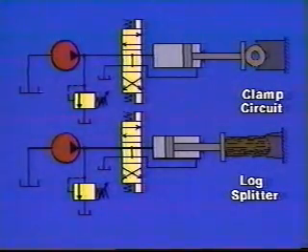This shows a simple clamp circuit where the force of the cylinder is holding a piece securely while some work is being performed on it. And in this example, the force of the same cylinder pushes a log through a wedge to split it for firewood.